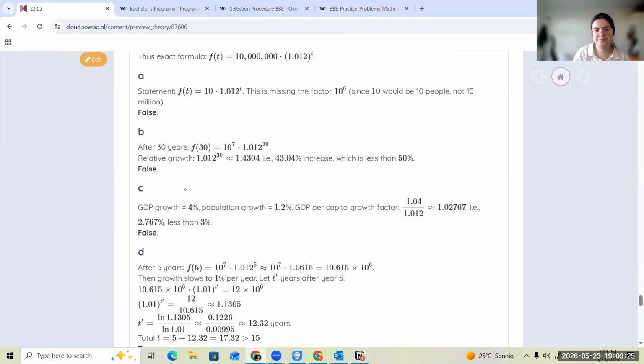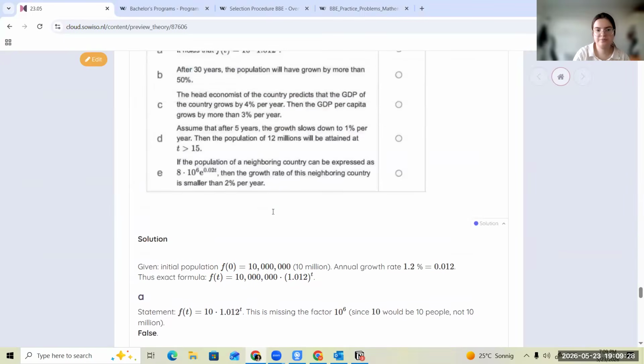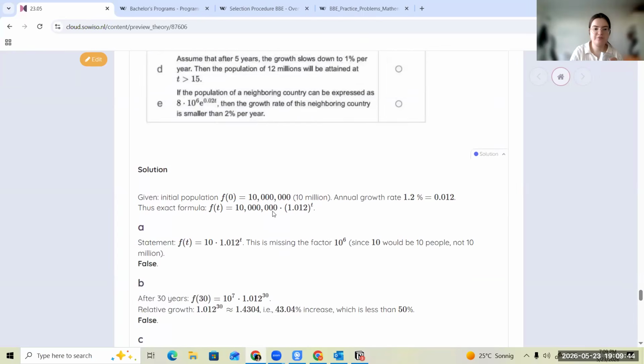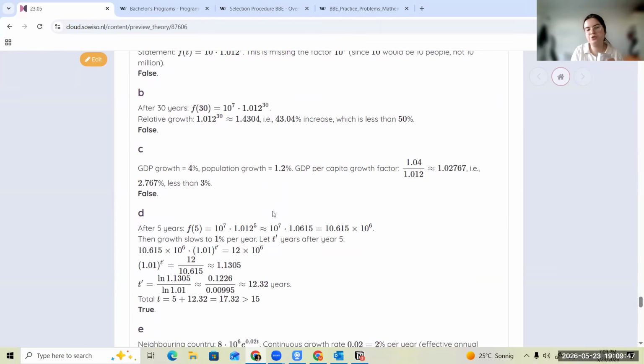Then statement C. The head economist of the country predicts that the GDP of the country grows by 4% per year. So then the GDP per capita is basically GDP divided by the population. So I have a little concept from economics. And then it grows by more than 3% per year. Let's see. False. Honestly, it sounds a bit too big. Just logically, intuitively, it sounds a bit too much. So it's more likely to be false than true, even if you don't have enough time to solve it.